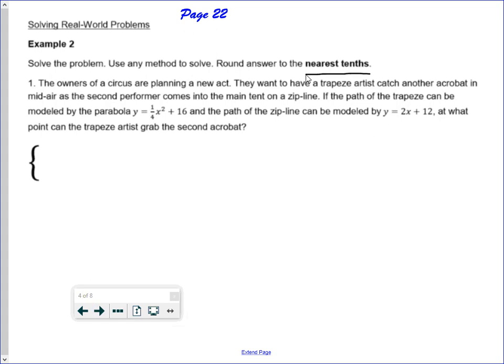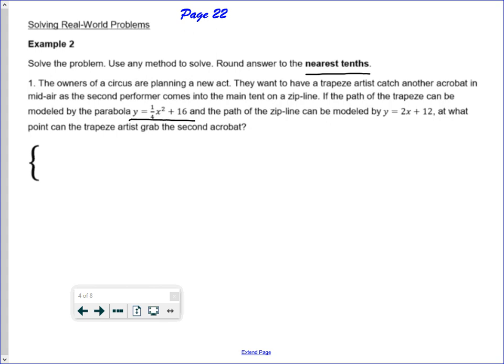So we're told the owner of a circus is planning a new act. They want to have a trapeze artist catch another acrobat in midair as the second performer comes into the main tent on a zip line. If the path of the trapeze can be modeled by the parabola y equals 1/4 x squared plus 16, and the path of the zip line can be modeled by y equals 2x plus 12, at what point can the trapeze artist grab the second acrobat?